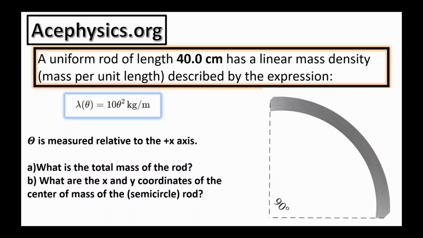A uniform rod of length 40 centimeters has a linear mass density described by the expression lambda equals 10 theta squared, and the units are kilograms per meter. Theta is measured relative to the x-axis. This tells us that this rod's density changes as a function of theta. It's most dense up here, and the density decreases as theta decreases to 0. Question A, what is the total mass of the rod? And B, what are the x and y coordinates of the center of mass of the rod?